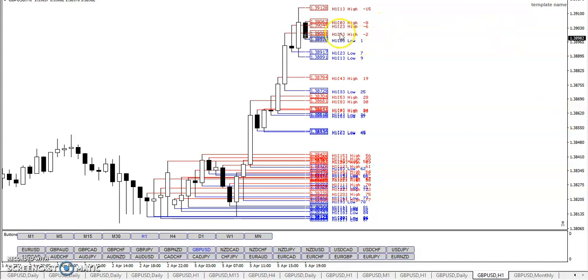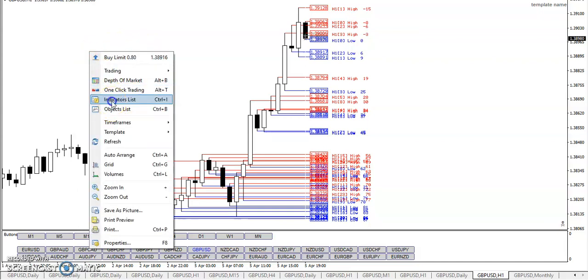You can see we just broke through the H1, the hourly high of 3 hours ago, 3 candles ago, 3 bars ago, however you want to say it. And you see we also broke through it 2 bars ago. So once again, simple horizontal line trades. But the question is, does that really help you? Maybe yes, maybe no. Depends on what you want to do.